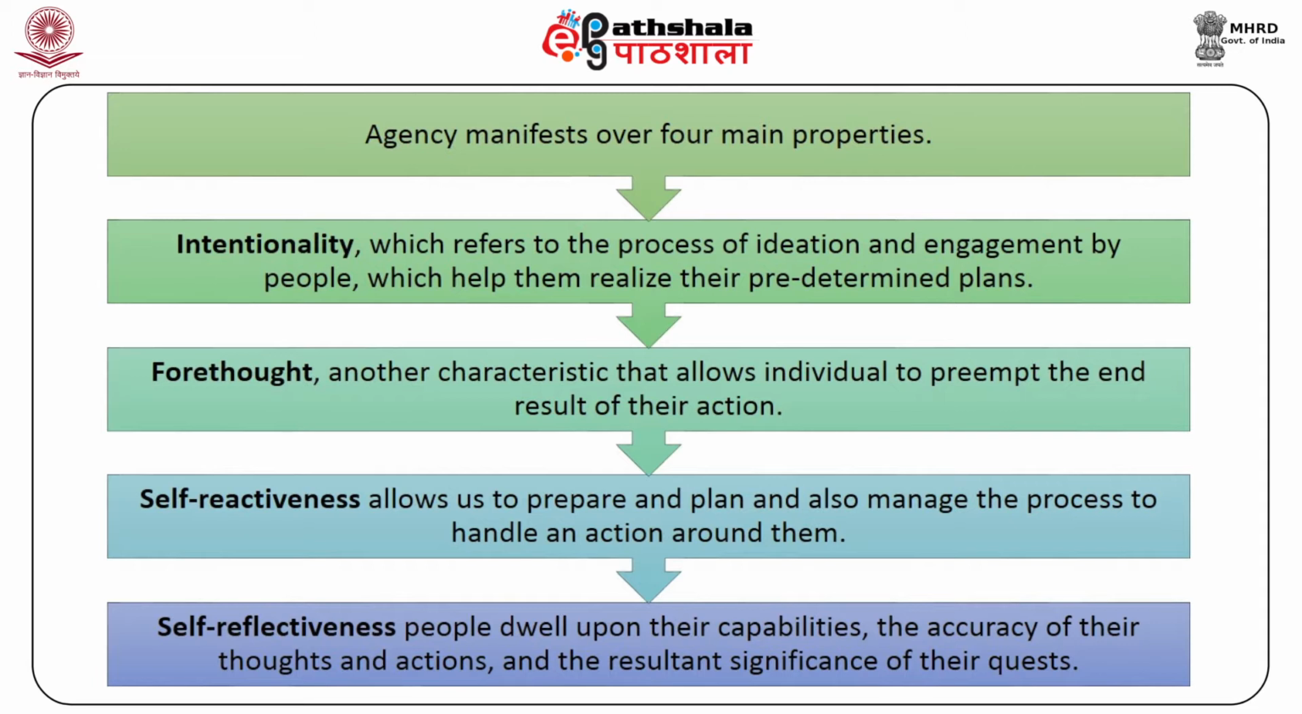Second is forethought. It is another characteristic that allows individuals to preempt the end result of their action. The third one is self-reactiveness, which allows us to prepare and plan and also manage the process of handling an action around them. And the last one, self-reflectiveness. It helps people dwell upon their capabilities, the accuracy of their thoughts and actions, and the resultant significance of their quest.